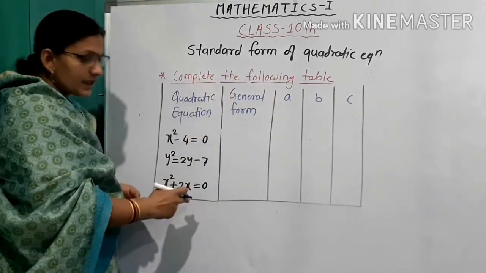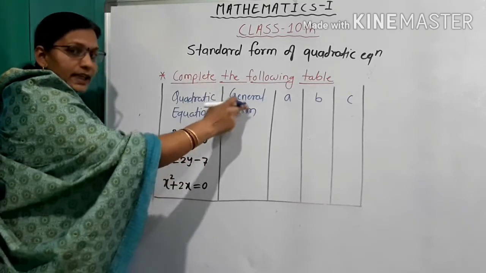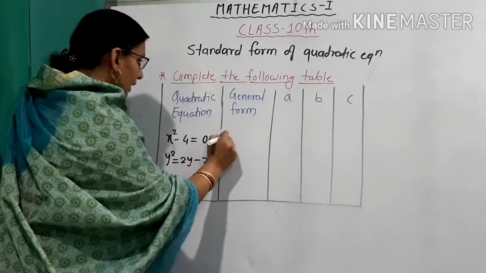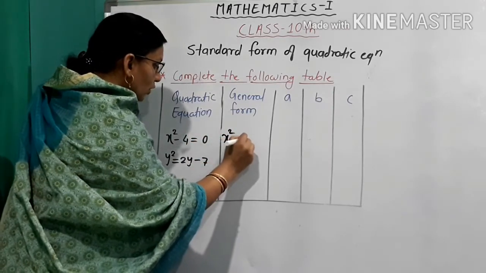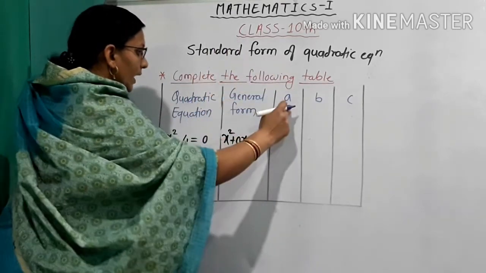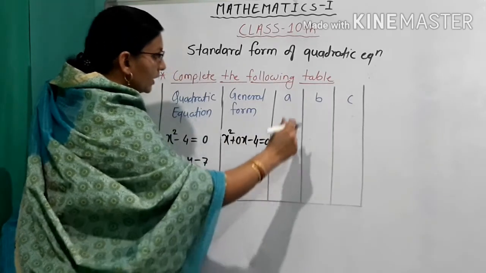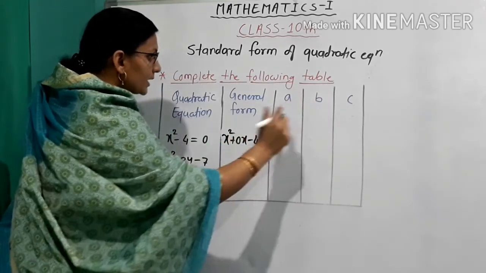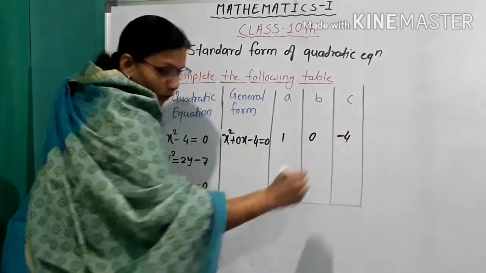Some quadratic equations are given here. x square minus 4 equal to 0. Its standard form or general form is x square, middle term is not here, so it is plus 0x minus 4 equal to 0. Here a equal to coefficient of x square, therefore it is 1. b equal to coefficient of x, 0, and c is the constant, that is minus 4.